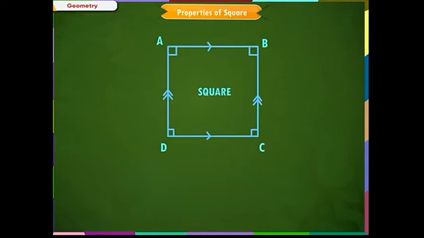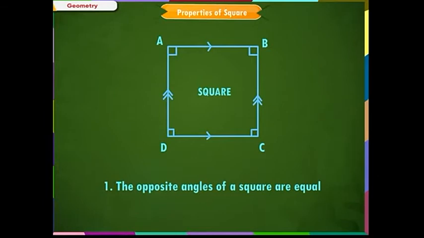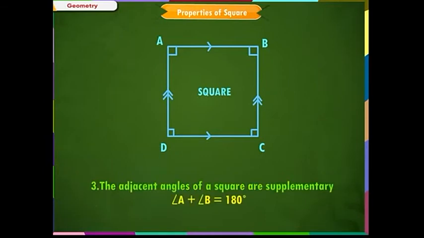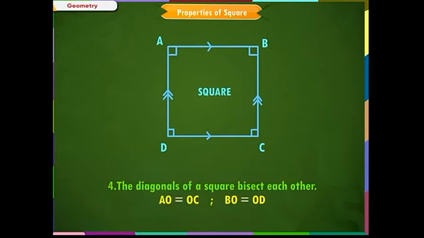Properties of square. Since square is also a parallelogram, all the properties of parallelogram hold true for square also. These are: 1. The opposite angles of a square are equal. 2. The opposite sides of a square are parallel to each other. 3. The adjacent angles of a square are supplementary. And 4. The diagonals of a square bisect each other.